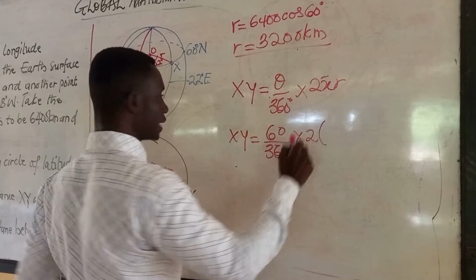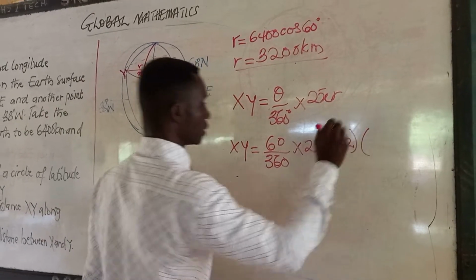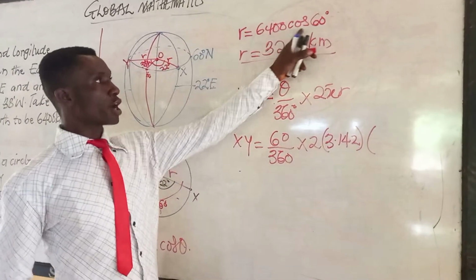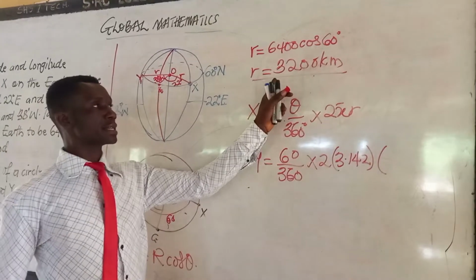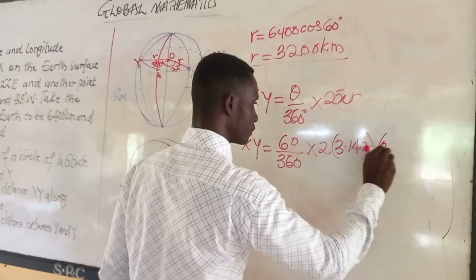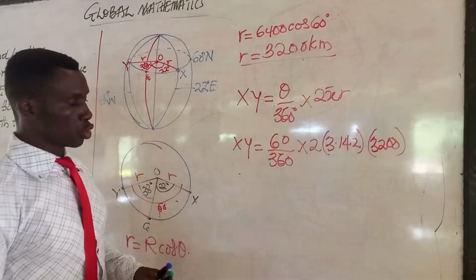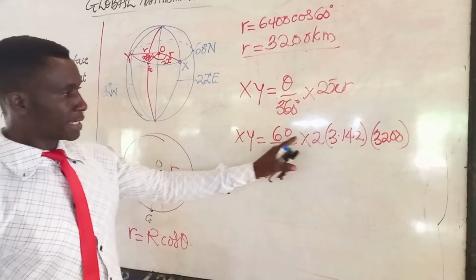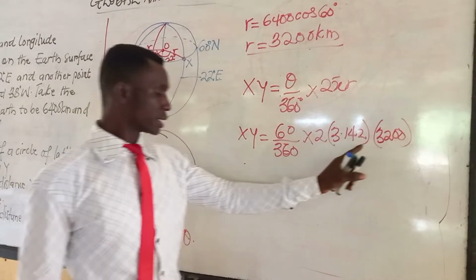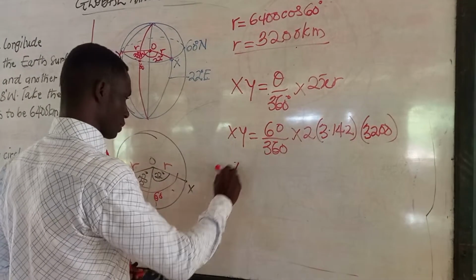Pi is given in the question as 3.142 times our r. Our r is 6,400 cos 60, which has given us 3,200 kilometers. So compute this: 60 times 2 times 3.142 times 3,200. Then divide the answer by 360 and tell me what the answer is.